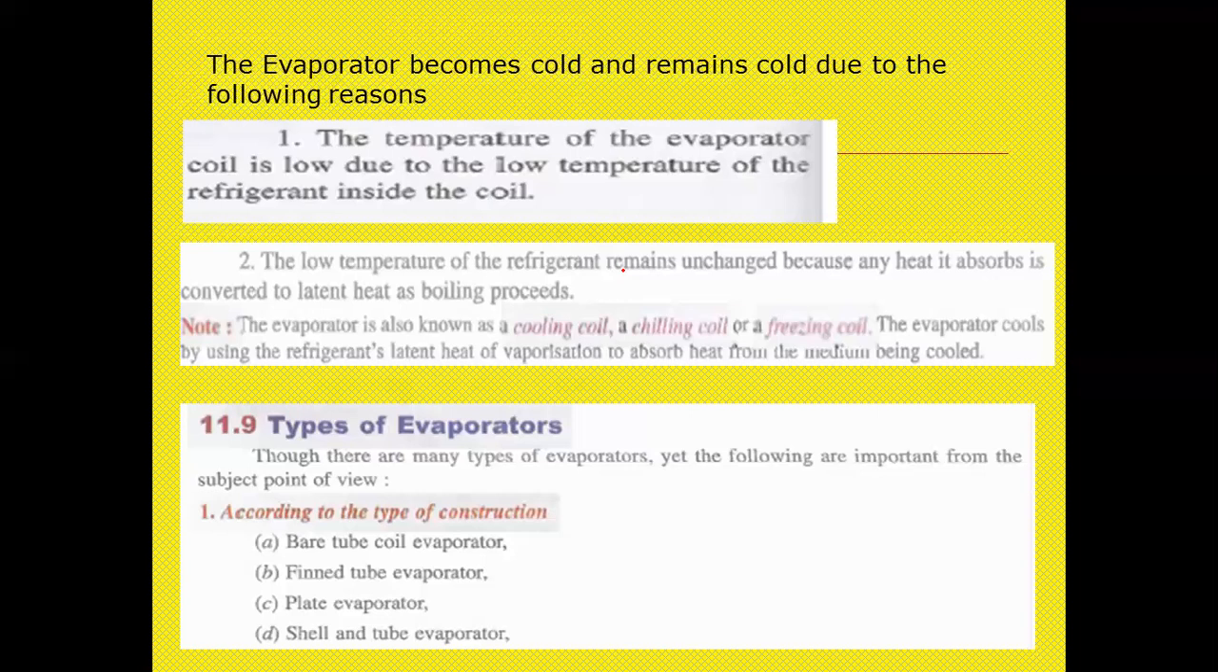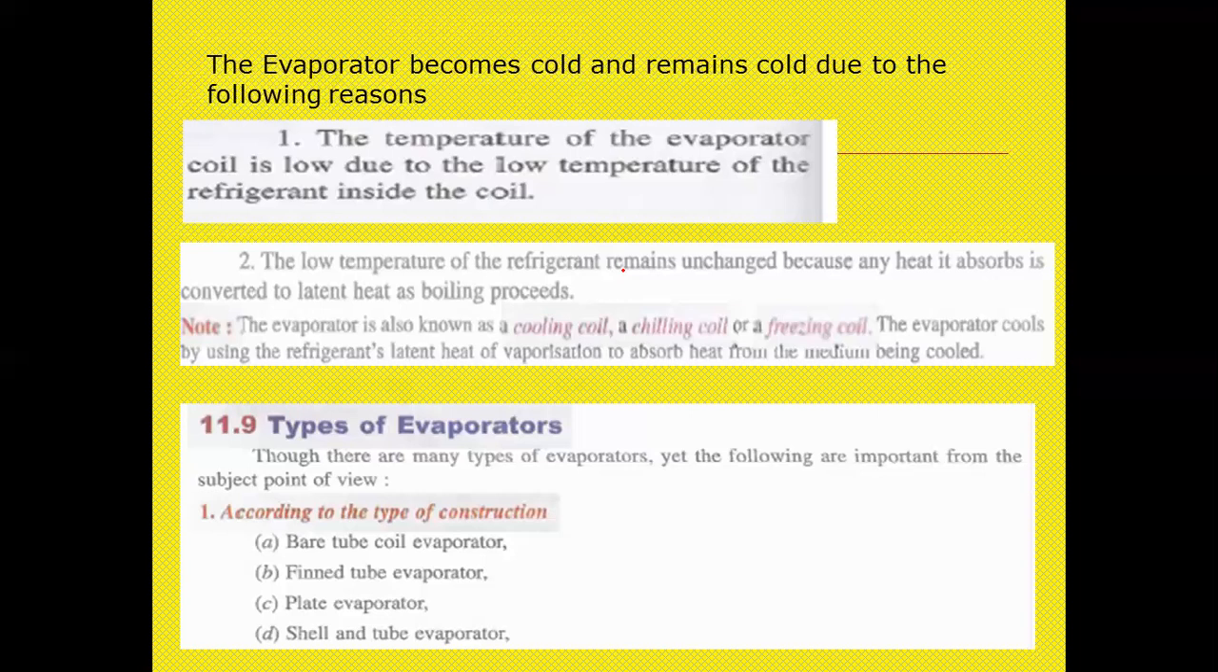The evaporator is also known as a cooling coil, a chilling coil, or a freezing coil. Evaporator is nothing but a cooling chamber, a cooling coil, a chilling coil, a freezing coil. The evaporator cools by using the refrigerant's latent heat.